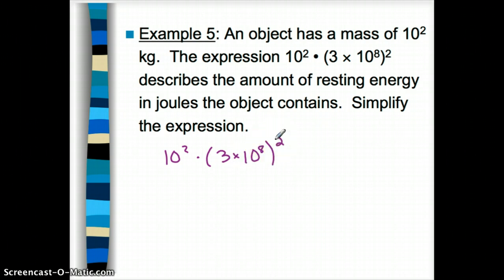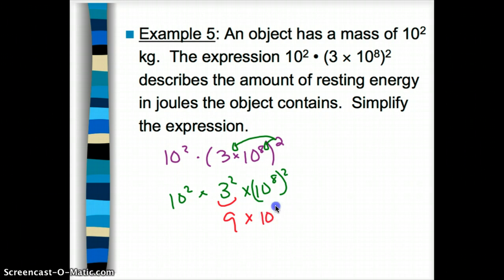Okay, so I'm going to have to deal with the second part first, distributing that power to everything inside. I've got to remember that because it's a product to a power, I need to do that to each part. So I have 3 squared times 10 to the 8th squared, and I'm still multiplying this entire thing by 10 squared. All right, so we'll do what we can. I know that 3 squared is 9, and I know that 10 to the 8th squared is 10 to the 16th. So now I have 10 squared times 9 times 10 to the 16th.